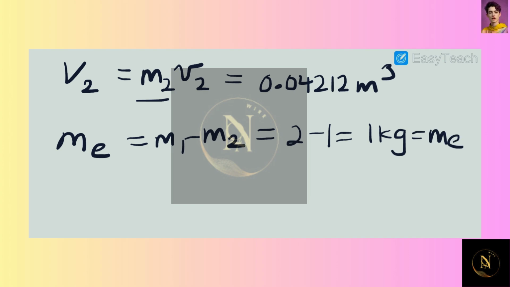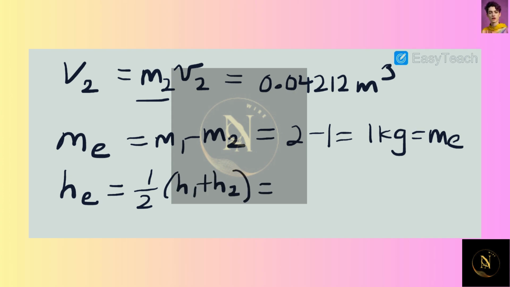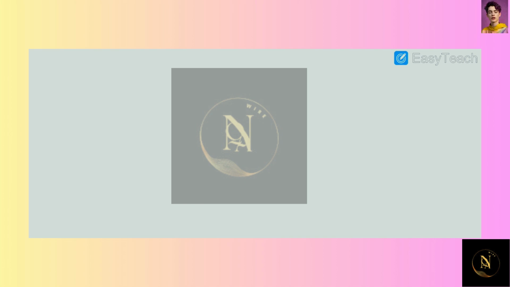Next, we're going to assume that the enthalpy of the refrigerant that's leaving the cylinder is equal to the average of the initial and final enthalpies of the refrigerant in the cylinder. So what this means is that we're going to say that HE is going to be equal to 1/2 (H1 plus H2). And this gives us an enthalpy of exiting the cylinder equal to 290.23 kilojoules per kilogram.